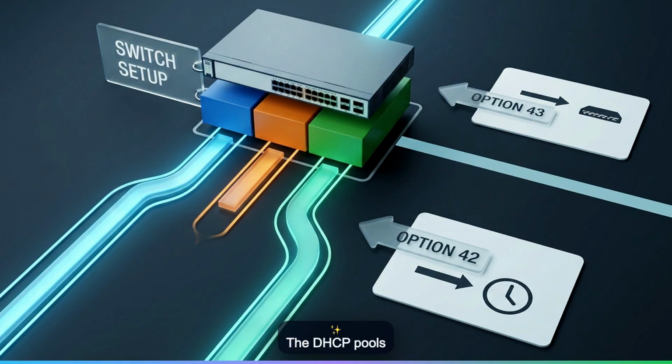The DHCP pools need 2 special options. Option 42 tells clients which NTP server to use. Option 43 tells the lightweight AP the IP address of its WLC. The AP leases an address, reads option 43, and now knows where to find home.